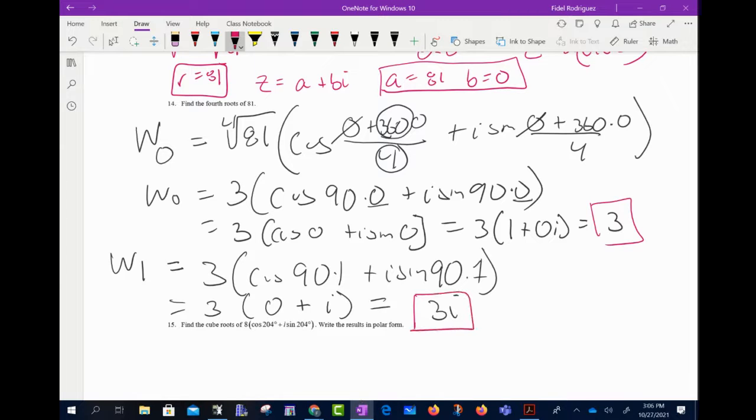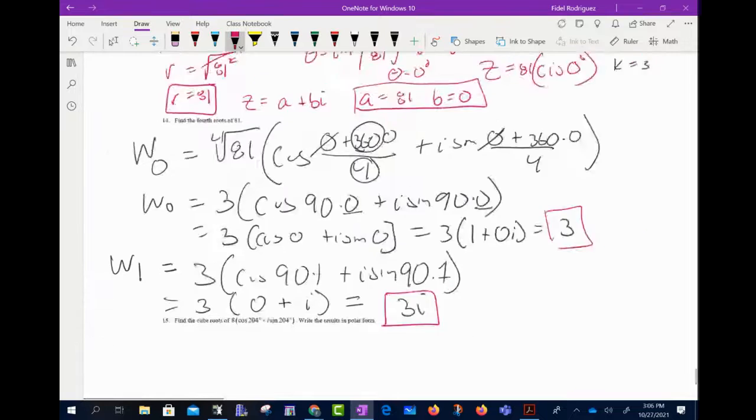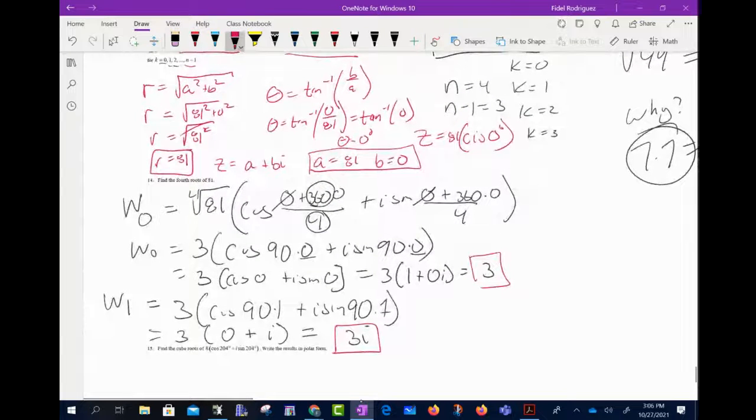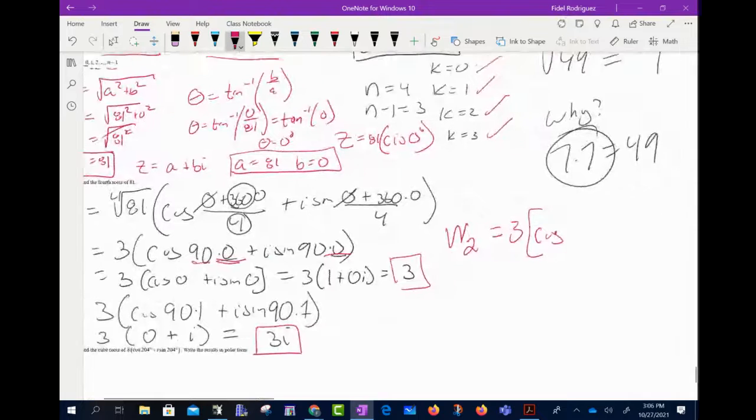I'm going to have two more answers, y'all, because remember, we're going to have to do this when k equals 0, when k equals 1, when k equals 2, and when k equals 3. So now, look, let's do this when k is equal to 2. So w2 is going to be 3 times the cosine of, remember, this value right here, y'all, is my k. So now k is equal to 2. What's 90 times 2? 180. Very good.